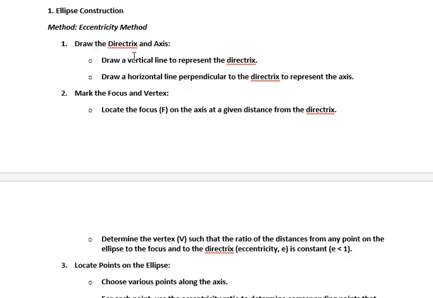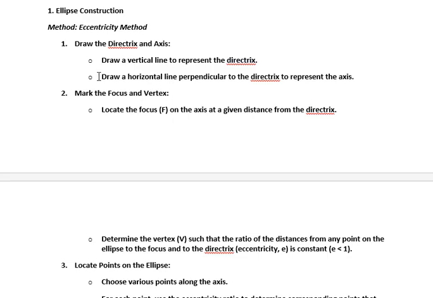First, we have to draw the directrix. For this, we draw a vertical line to represent the directrix. Then we have to draw the axis line. The axis line is drawn perpendicular to the directrix line. So draw a horizontal line perpendicular to the directrix to represent the axis. One is a vertical line, the directrix line. Another one is the axis, which is drawn perpendicular to the directrix line.